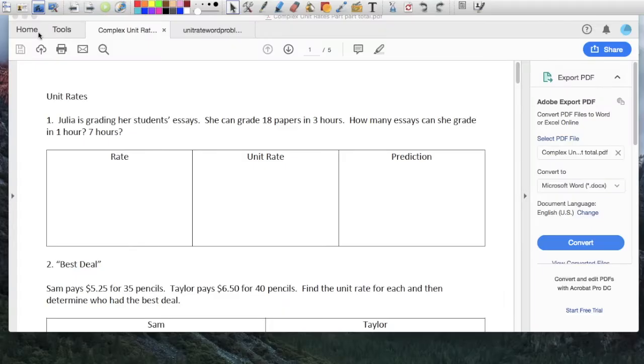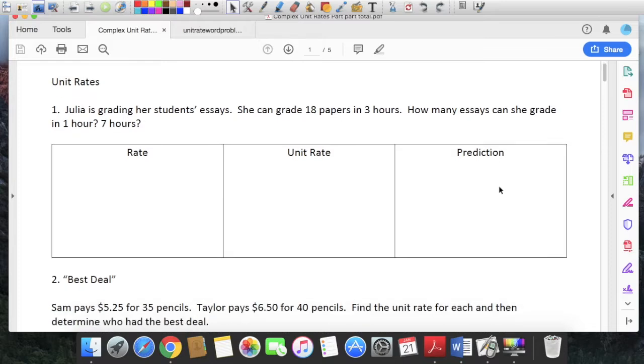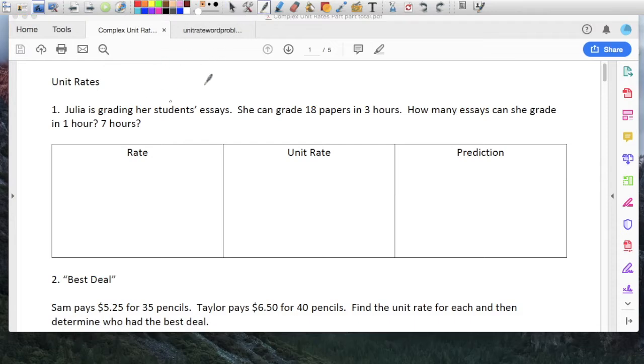Question 1. So we're dealing with unit rates, and let's just see what we have. This one looks more like what you did in the 6th grade. So you have Julie grading some papers. She can grade 18 papers, I'll just write P, in 3 hours.